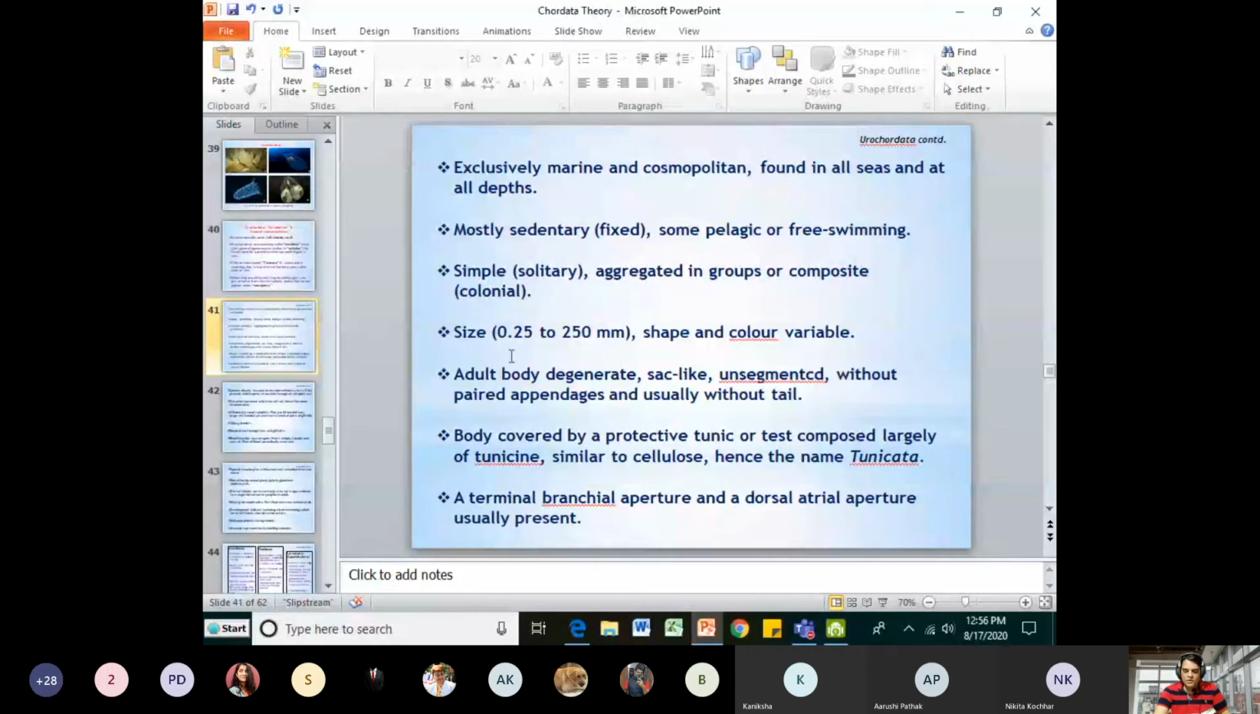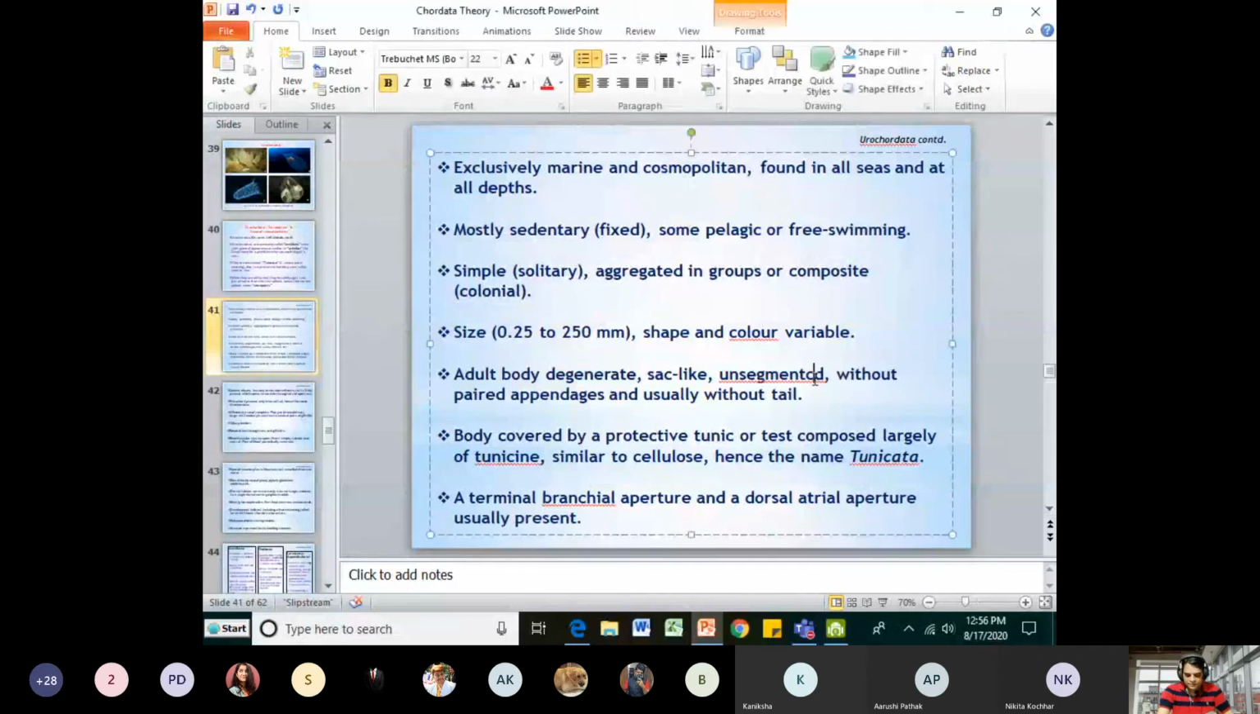Their size varies according to the species, and the adult body degenerates because of retrogressive metamorphosis, becoming sac-like. They are unsegmented and without paired appendages, and usually without a tail, because they lead a sedentary life. The body is covered by a protective tunic or test composed of tunicin, which is similar to cellulose, hence the name tunicata. A terminal branchial aperture and a dorsal atrial aperture are usually present.